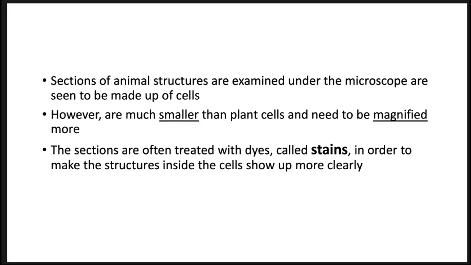So sections of animal structures which are examined under the microscope are seen to be made up of cells. However, they're much smaller than plant cells and need to be magnified more. These sections are often treated with dyes called stains in order to make the structure inside the cells show up more clearly. Basically, we're unable to visualize animal cells even under a microscope because they are transparent. So we use particular stains which bond with these molecules. They make up these intermolecular forces, and that is how these structures become visible.